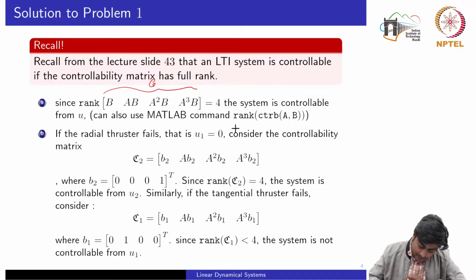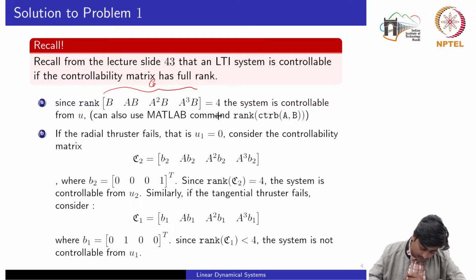You can also use the MATLAB command, which is the rank of the controllability matrix of A and B. CTRB is the inbuilt function in MATLAB, which you can use to compute the controllability matrix given the matrices A and B. So since we have identified that if we are using both the controls, the system is completely controllable.